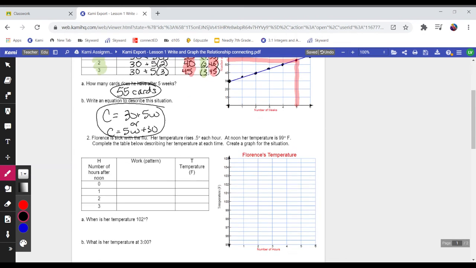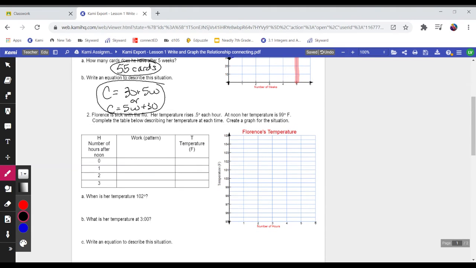Number 2, Florence is sick with the flu. Her temperature rises half a degree each hour. At noon, her temperature is 99 degrees Fahrenheit. Complete the table below describing her temperature at each time. Create a graph for the situation. Okay, so we're taking her temperature at noon, which is 99 degrees Fahrenheit.